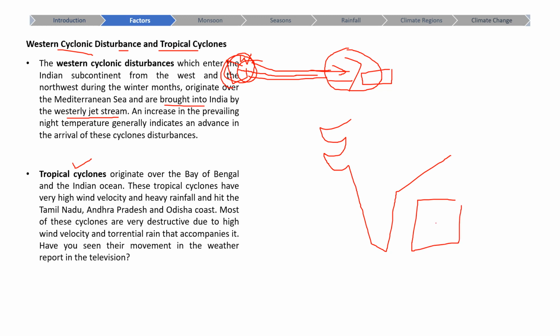These tropical cyclones have high wind velocity and heavy rainfall that hit the coast of Tamil Nadu. This rainfall is very helpful for rice cultivation, and sometimes it becomes a cause of destruction and disaster also, because untimely rainfall makes this area suffer, and it affects the agriculture also.